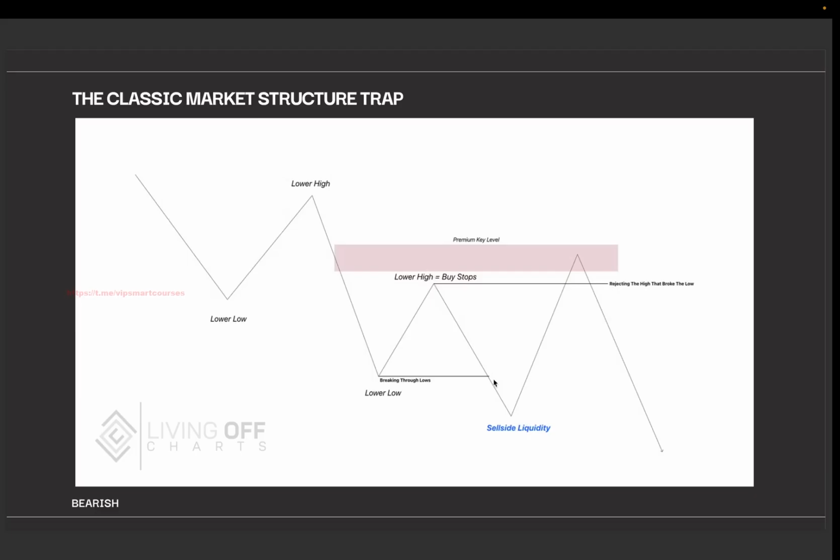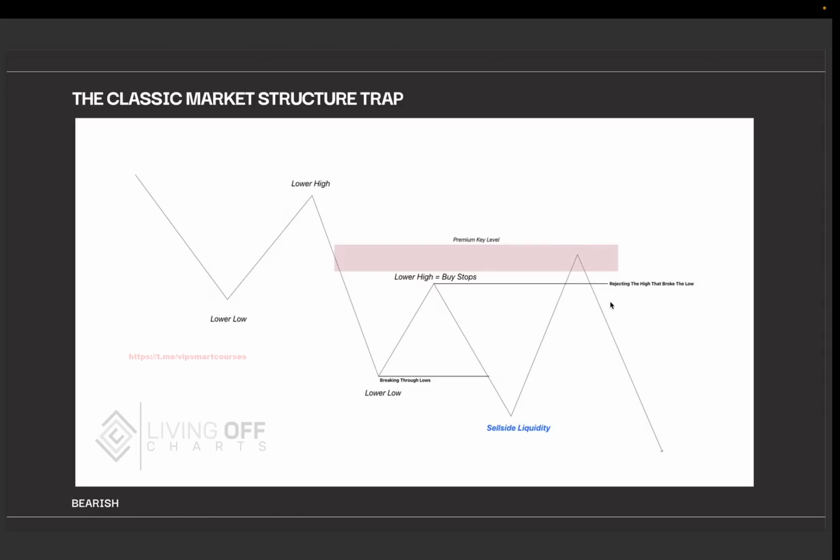That's the buy stops. We break through the low, breaking the lows and rejecting the highs. Specifically, the lower high is where the buy stops are resting, because retail don't believe this high will get taken. And if this high gets taken, they believe it's going bullish. So you've got stops on both ends here.